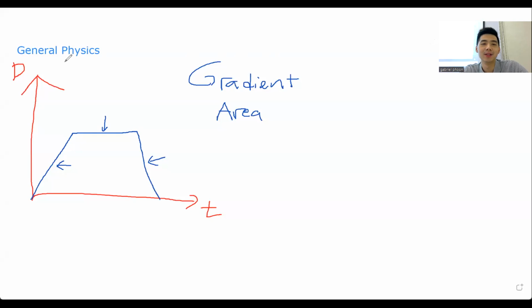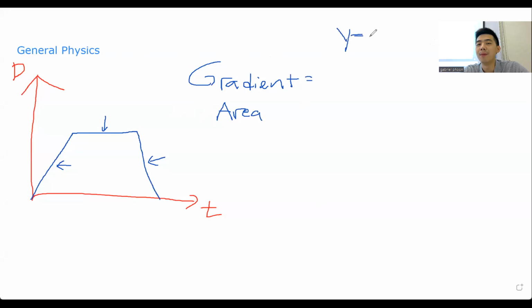Right, like I was saying, in graphs, guys, the gradient and the area always represent something. And how do we know what the gradient represents? By remembering the mathematical value of gradient, all right? I think you guys learned this in mathematics, right? What's the formula to find the gradient?